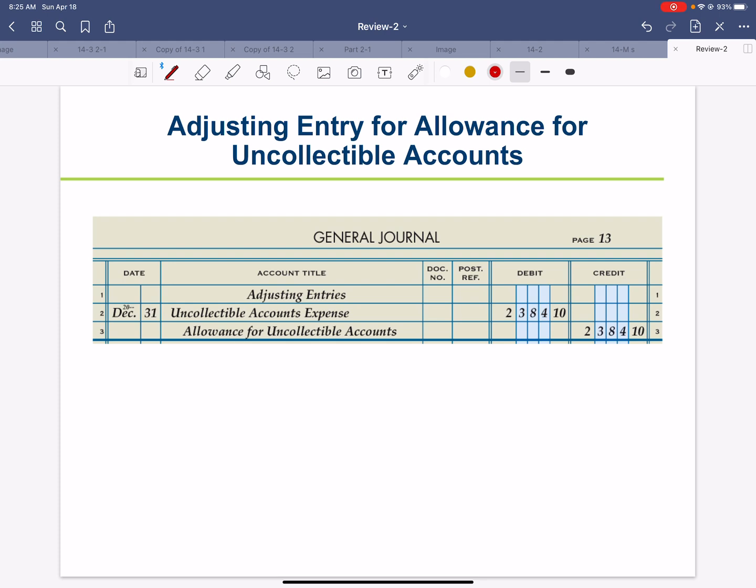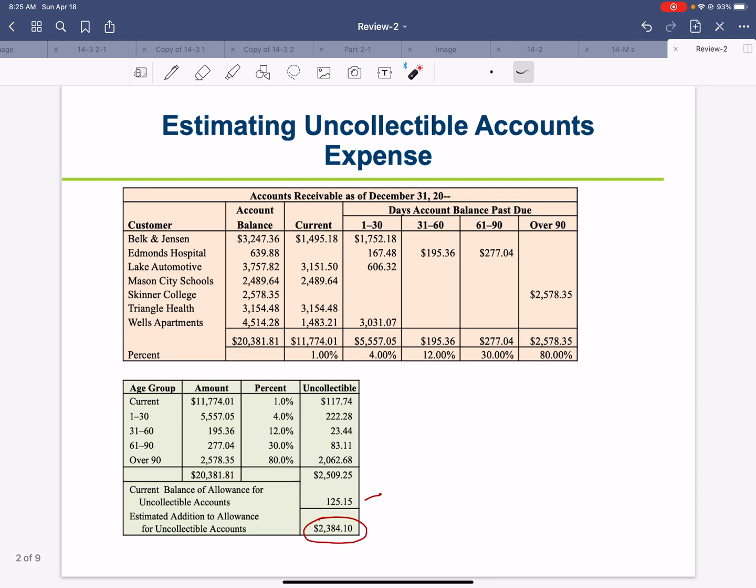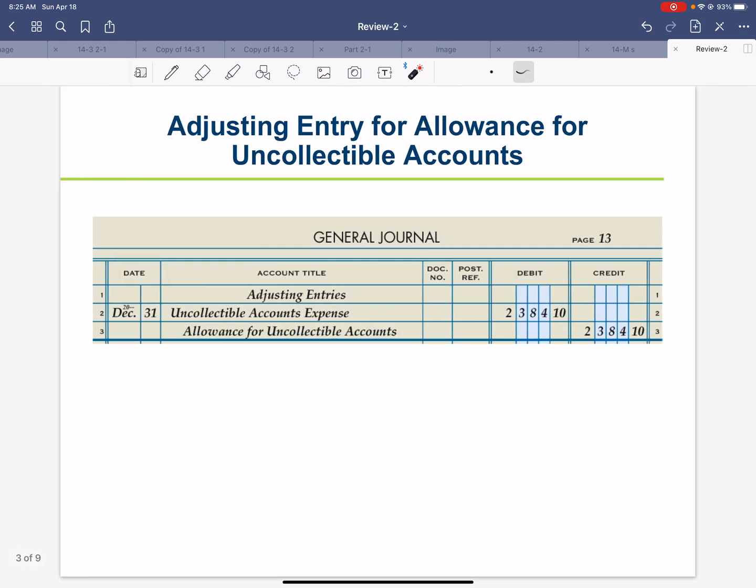So again, the first thing we want to do in our journal is we would write the title Adjusting Entries. We are going to debit our uncollectible account expense, and we're going to credit the contra account to accounts receivable. And again, it's for the amount that is circled on this slide that we had figured out we needed the adjustments. So those accounts should be brought up to date.